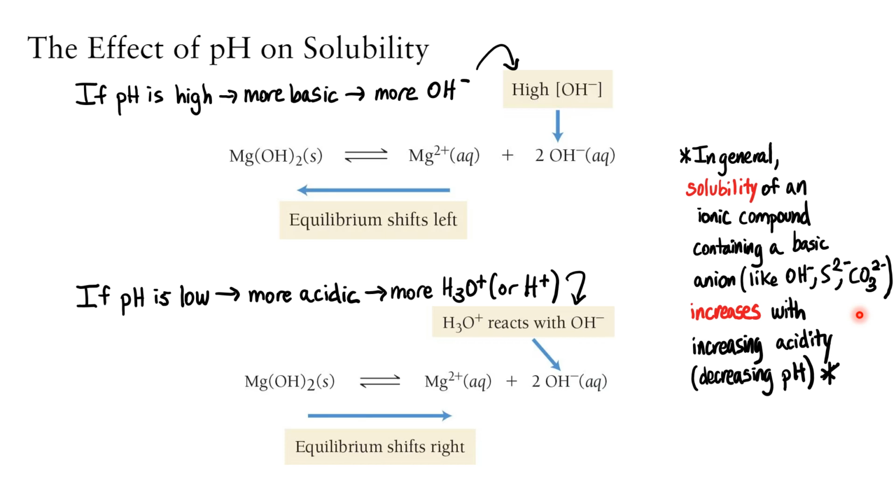There's really not that much variability of being exposed to basic anions, but if you notice you have a basic anion, the solubility of an ionic compound containing a basic anion is going to increase with increasing acidity, or decreasing pH, and we just saw that. Right? So pH can also have an effect on solubility. That's really the take-home message here.